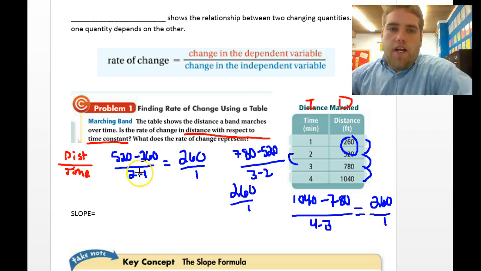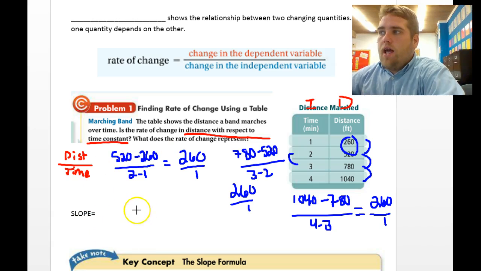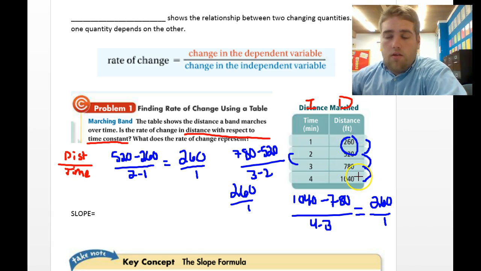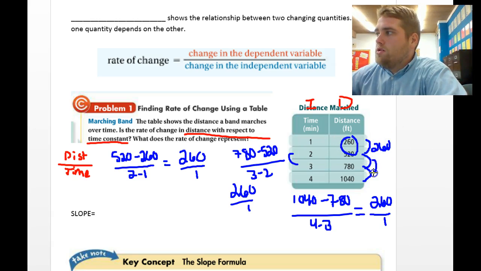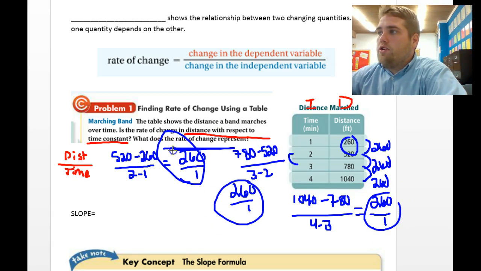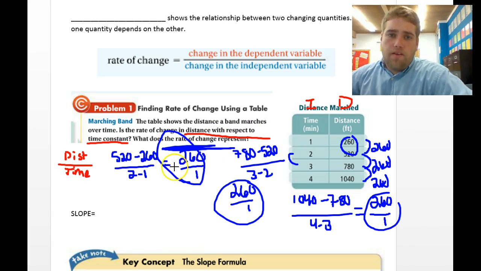What the rate of change is telling me is that for every minute that passes, my marching band member is going to go 260 feet. This is the exact same thing we've been doing, saying 260, 260, and 260. Now we're just putting it in context. All three are 260 over 1. So yes, the rate of change is constant, and it's 260 over 1. So that's rate of change.